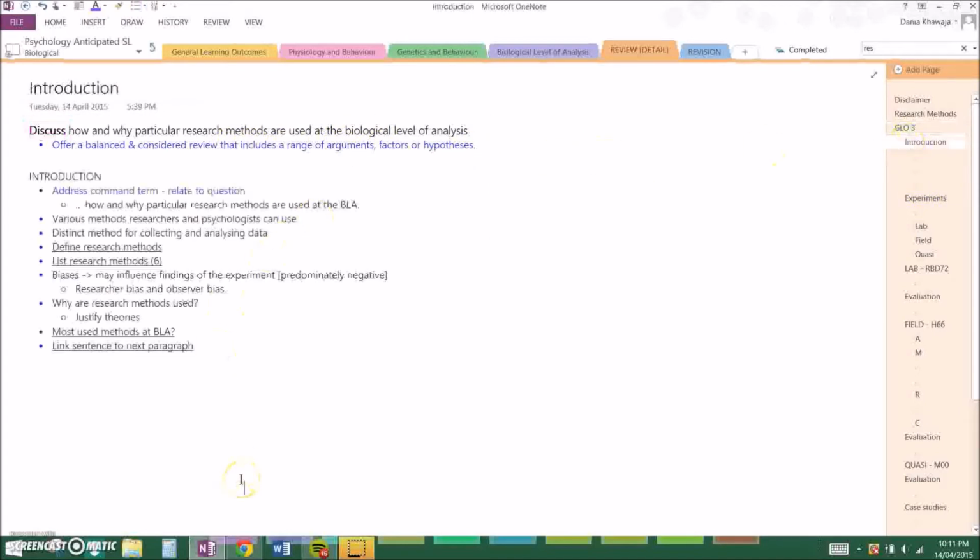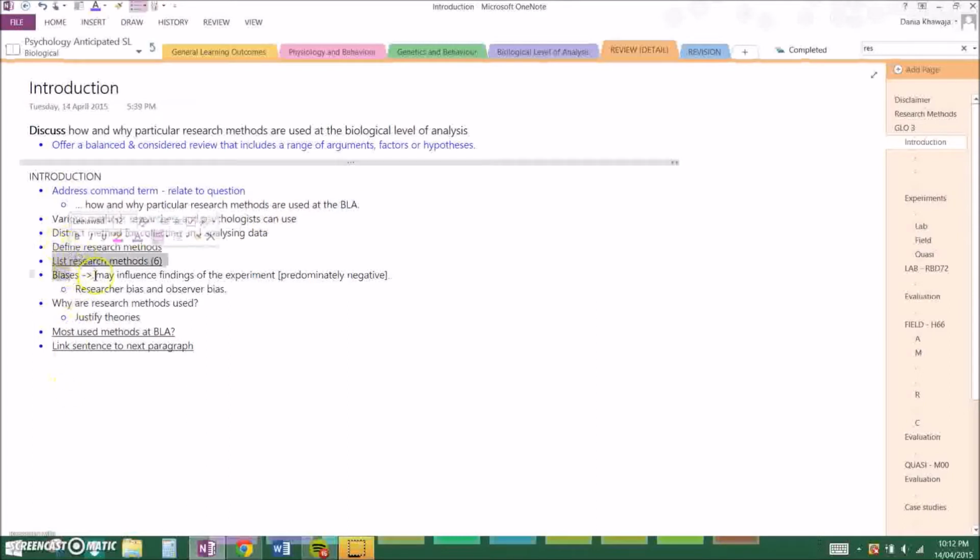Well, let's jump straight into the introduction, and what I always do is I get the command term and then I just add the question at the end. So what my beginning sentence would be: this essay offers a balanced and considered review that includes a range of arguments, factors or hypotheses that will explain how and why particular research methods are used at the biological level of analysis. That's a great way to start your essay. Always just start with a command term, and some people also like to end with it, so that's a good idea as well. Basically I'm just going to write down dot points of what I've written in my 22 marks.